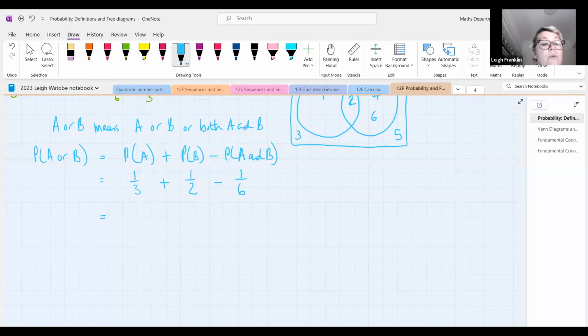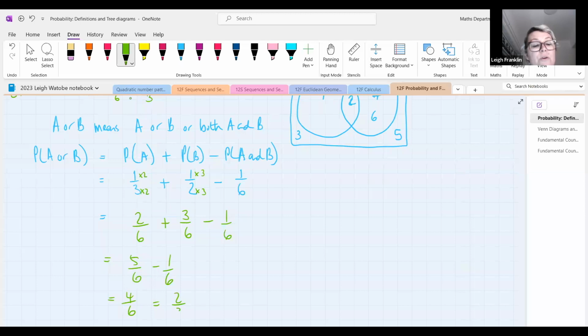All right, so now we need lowest common denominators. So we're going to times that by 2, and that by 2, and that by 3, and that by 3. So that's going to give us 2 out of 6 plus 3 out of 6 minus 1 out of 6. So that gives us 5 out of 6 minus 1 out of 6. And that's where the 4 out of 6, which is 2 out of 3, comes from. Okay, there we go. So I've done it using the formula. So you can either look at the Venn diagram or you can work with the formula.